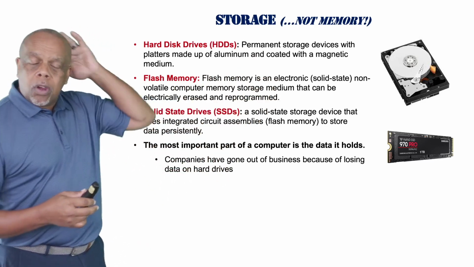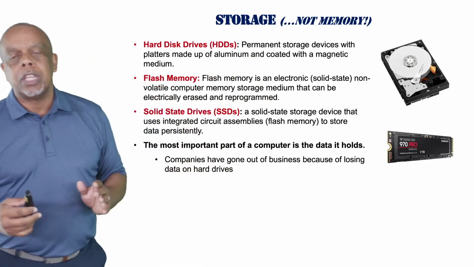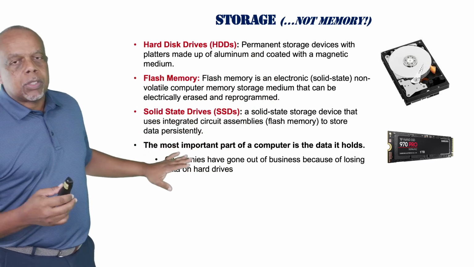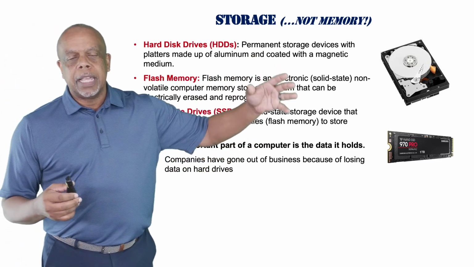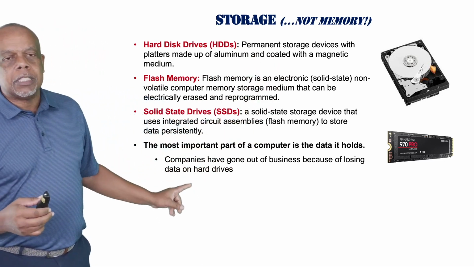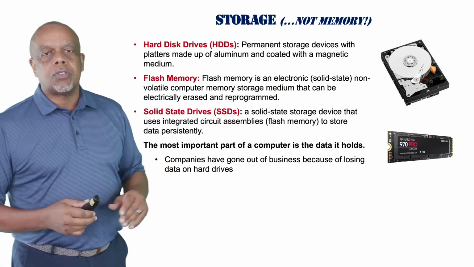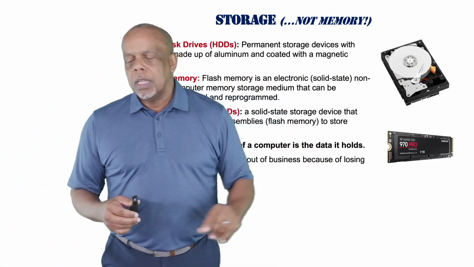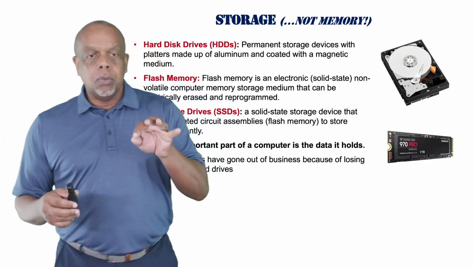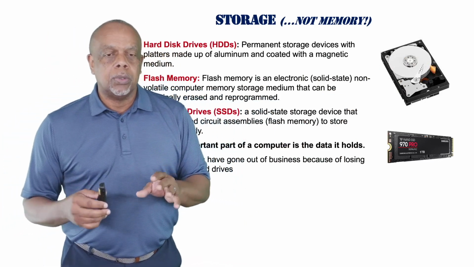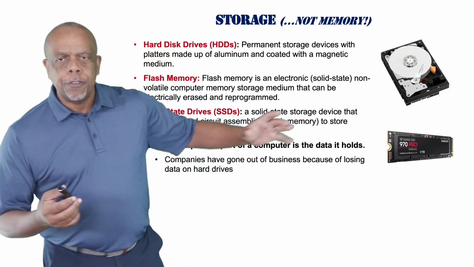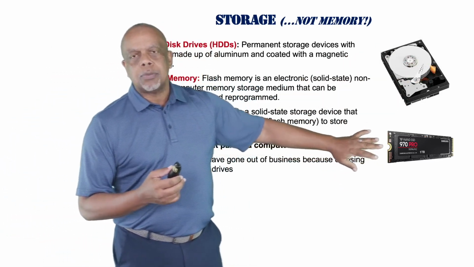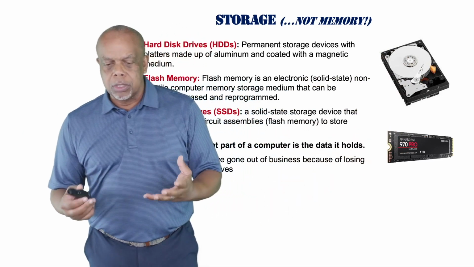Now, this is by far one of the most important parts of your computer system, okay? Because that's what we are protecting: the data. Companies have gone out of business because of losing data on hard drives. So understanding how to protect this information is key. Many times in organizations we full disk encrypt data on these types of drives. You know, this is called data at rest.